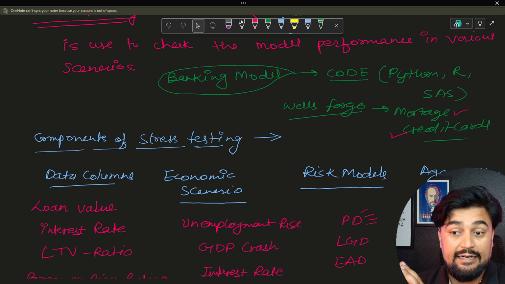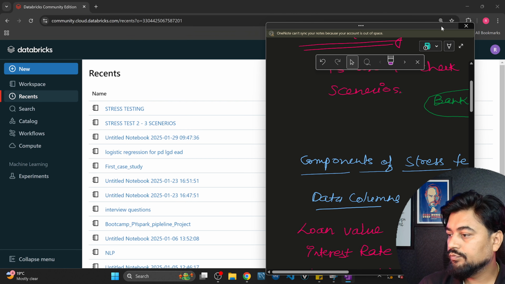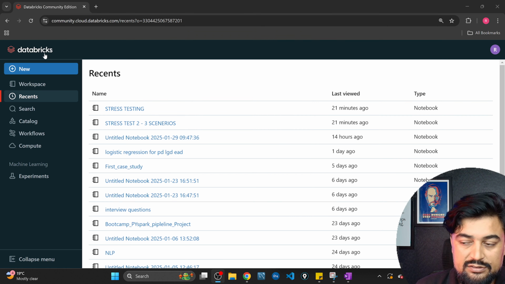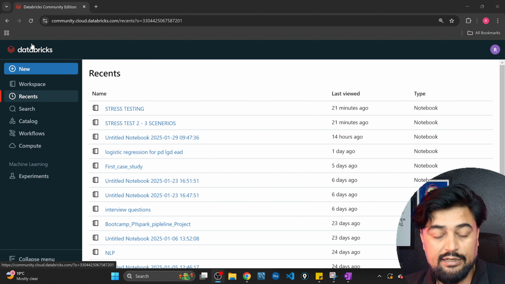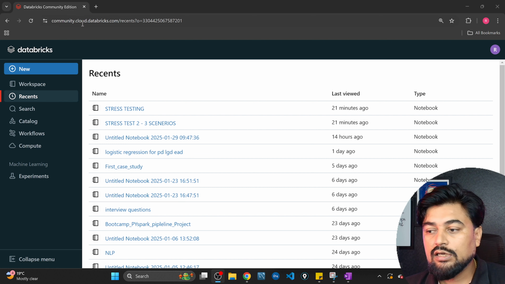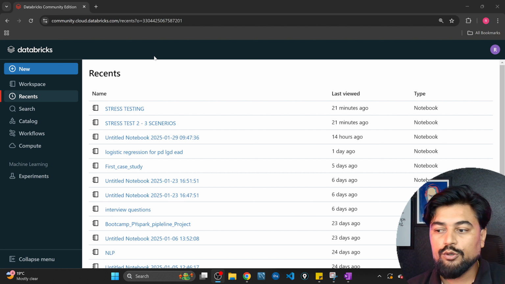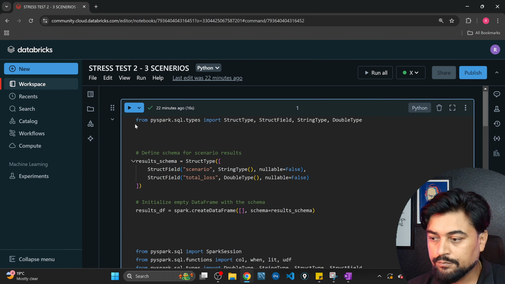Now let's move on to the Python side of this and the PySpark overall. So I'll open the Databricks. So guys, you can see my Databricks is already open. You can also download the free version. I have told you multiple times that you can do that. This is the Community Edition, and with a single OTP you can log in. Now let me open the stress testing code for you.